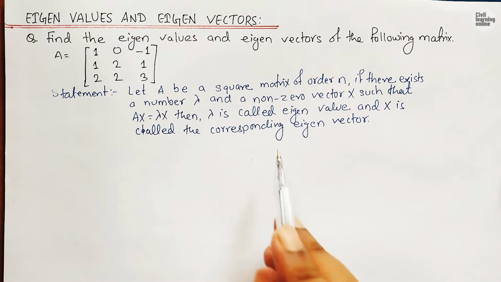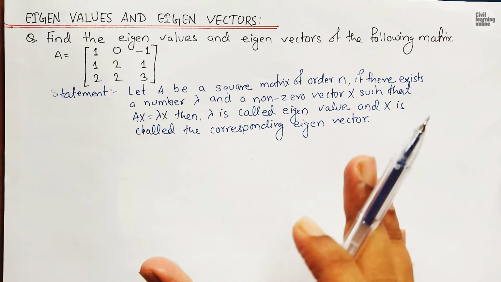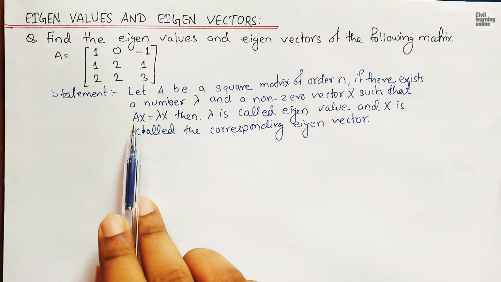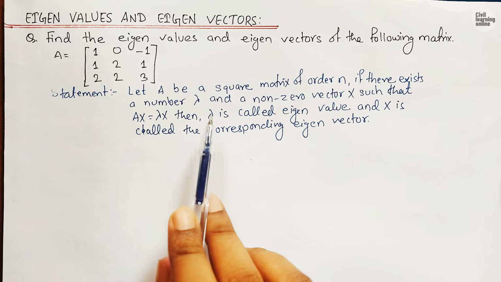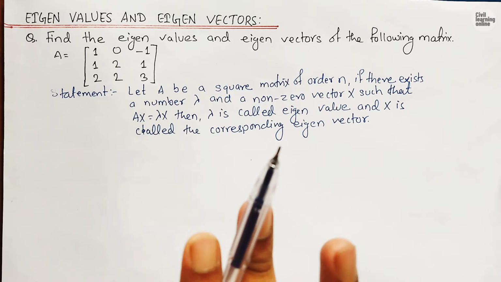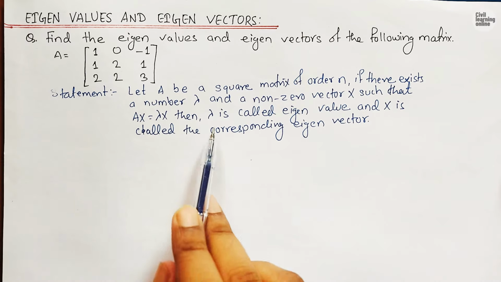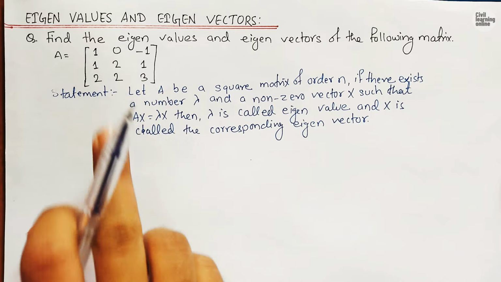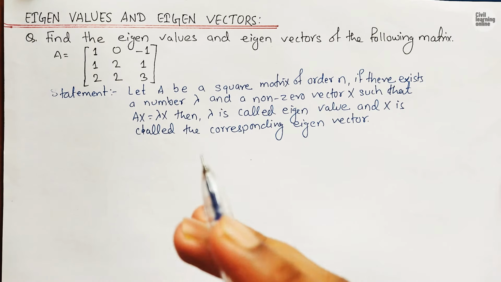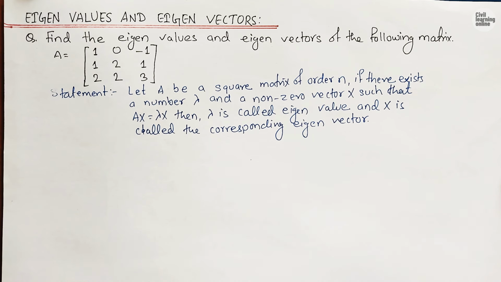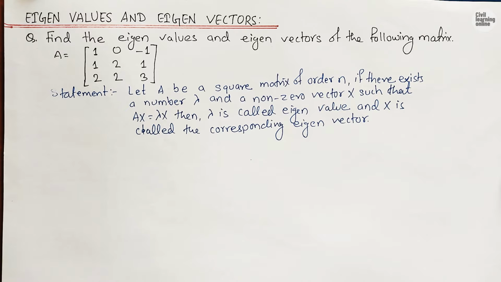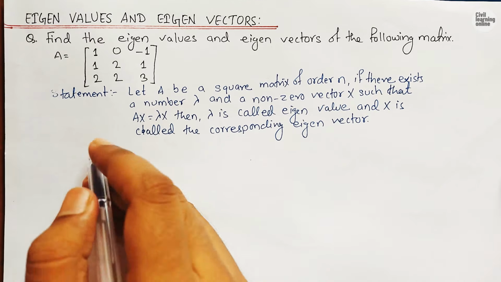So here we say if A is any matrix of any order, either 2 by 2 or 3 by 3 order, and if there exists a condition such that Ax equals lambda x, then we will call lambda the eigenvalue and x the eigenvector. When we begin the solution, first of all we have to consider the equation in the form of (A minus lambda I) times x equals 0, and from there we will proceed and learn how to solve any problem based upon the eigenvalue and eigenvector. So here we go.